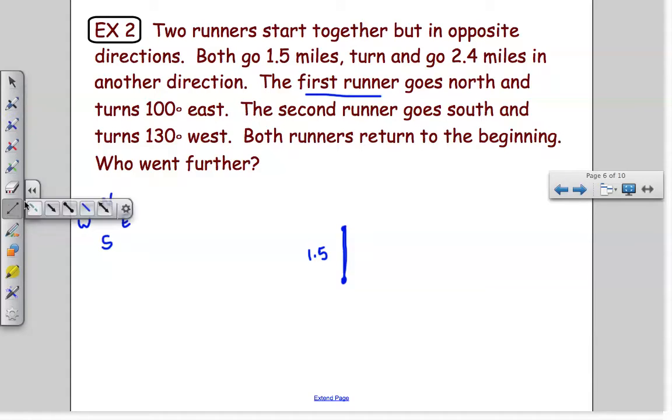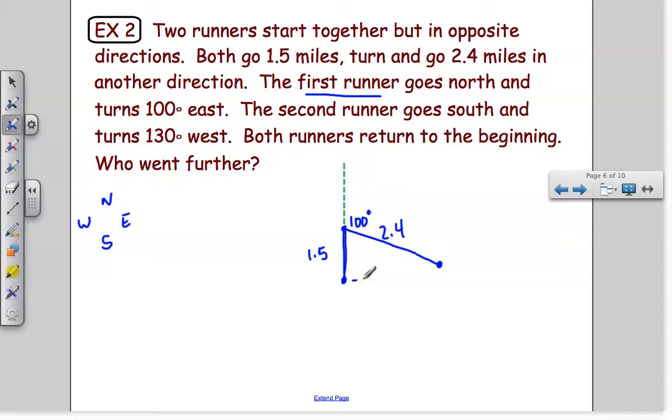Then he turns 100 degrees east. The thing about this turn is that it's a turn instead of going straight, right? Because he was running straight ahead. So instead of continuing to go straight north, he turns 100 degrees east, which would be slightly obtuse here, so this is 100 degrees. He turns that towards the east, so towards the right. And then that second part was 2.4 miles, probably a little longer, right about there. Alright, that's the first guy.